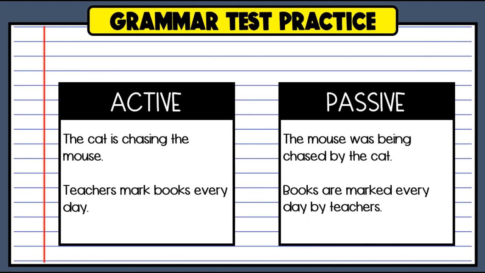Okay, now we're going to look into active and passive voice. So we've got some examples here. Under active, it says the cat is chasing the mouse. The same sentence in passive in the next box is the mouse was being chased by the cat. Next line in active, teachers mark books every day. And the same sentence in the passive, books are marked every day by teachers.